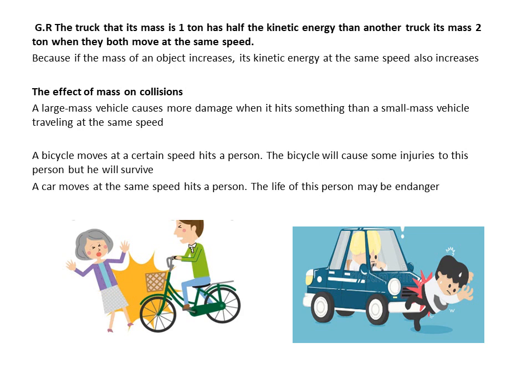The effect of mass on collisions. A large mass vehicle causes more damage when it hits something than a small mass vehicle traveling at the same speed. For example, a bicycle moves at a certain speed and hits a person. The bicycle will cause some injuries to this person, but he will survive. A car moves at the same speed and hits a person, the life of this person may be in danger.